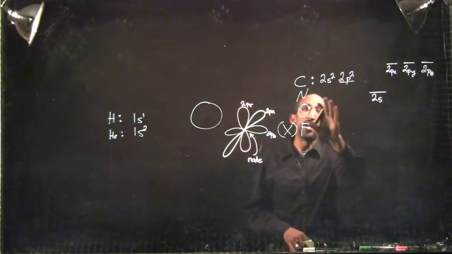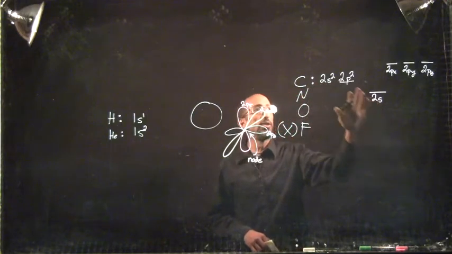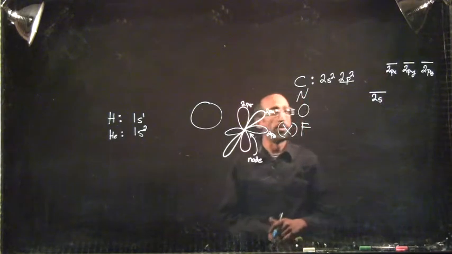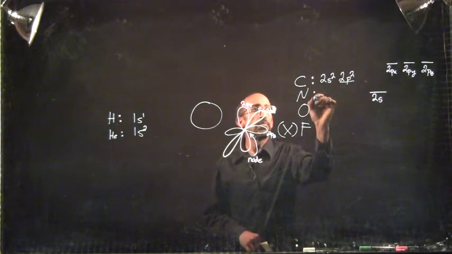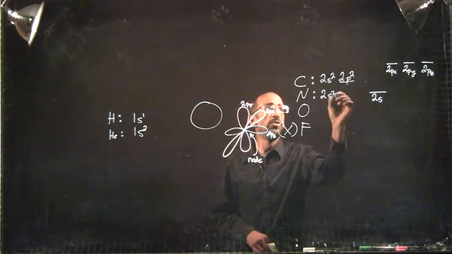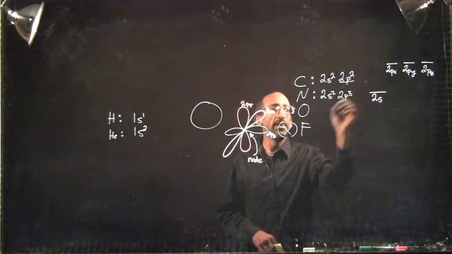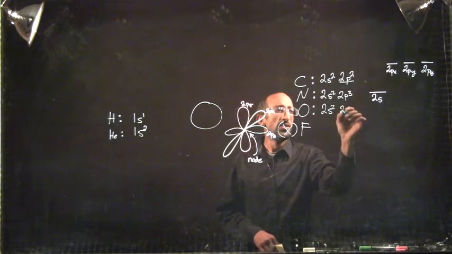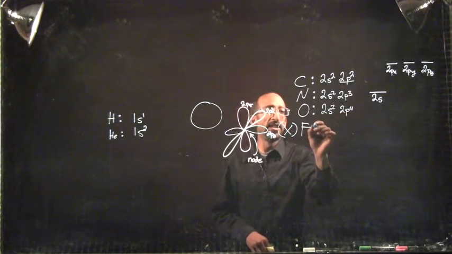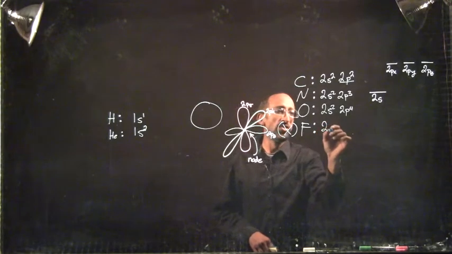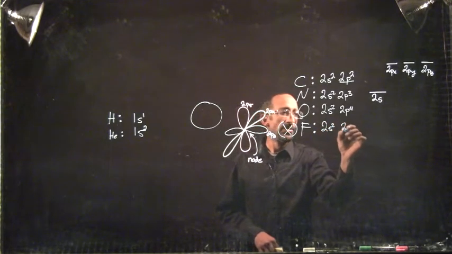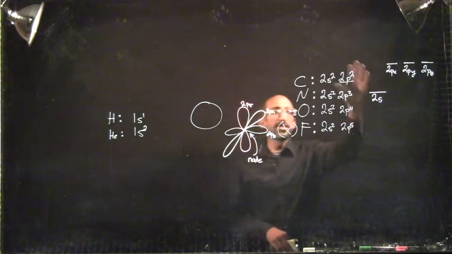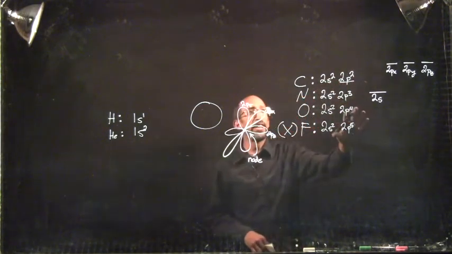And so we see with carbon, you have 2 electrons in a 2s orbital, 2 electrons in 2 of the different p orbitals. For nitrogen, if we continue this process, we have 2s2, 2p3. Oxygen would be 2s2, 2p4, and finally fluorine would be 2s2, 2p5.